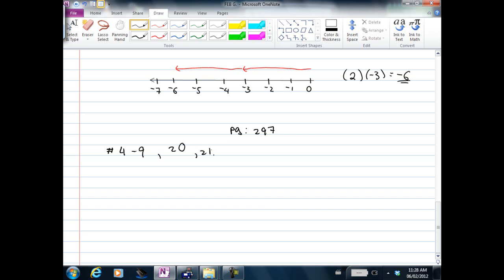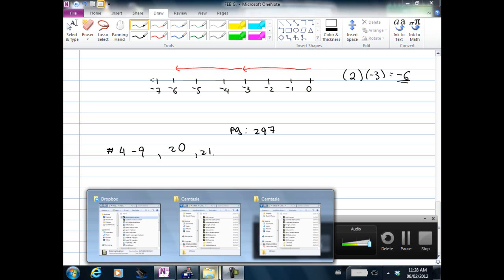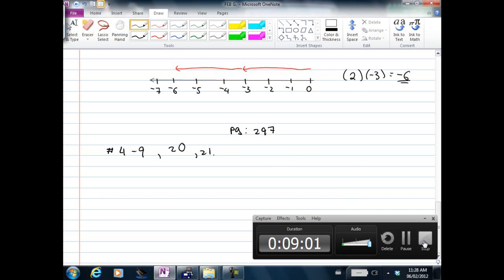I want you to get your basics first before I start word problems with you. And that ends our number line. How to show multiplications using number line. Okay. Ta-da!